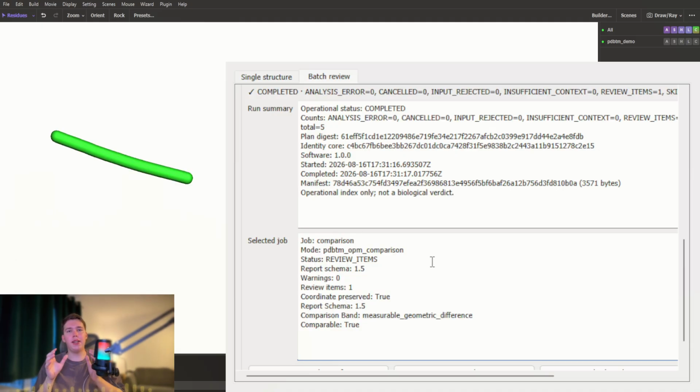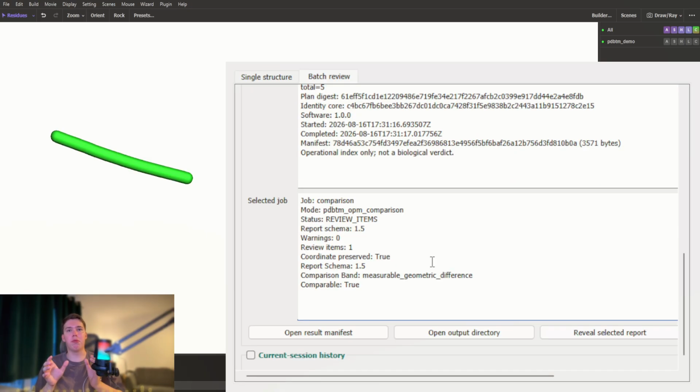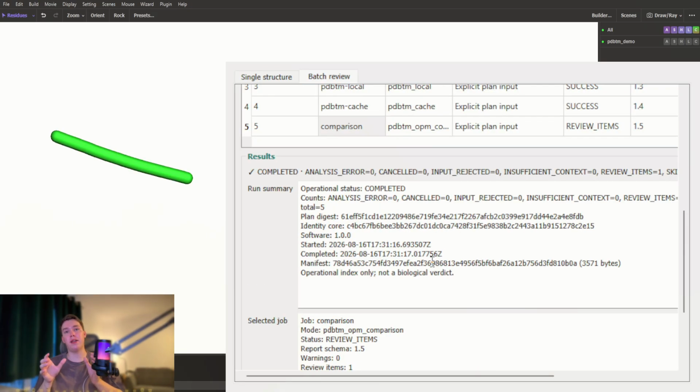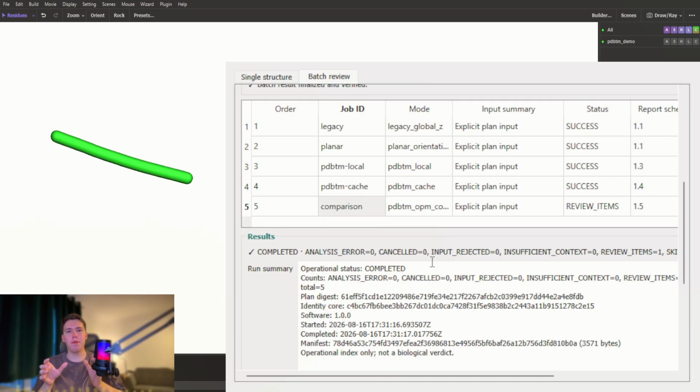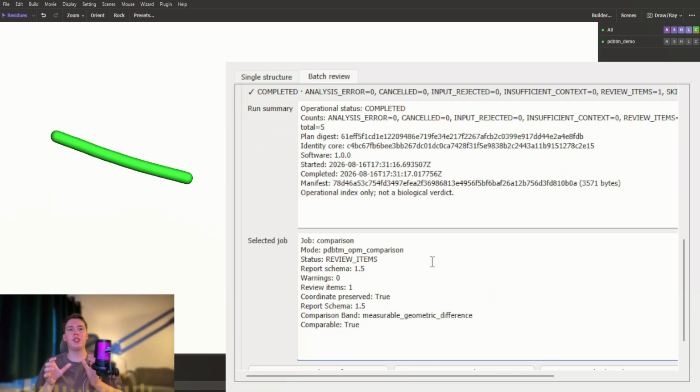In this retained example, the sources are comparable, but the result falls into a measurable geometric difference band. This is not a ranking. It is not evidence that one orientation is biologically correct and the other is wrong. It is a reason to inspect the difference.